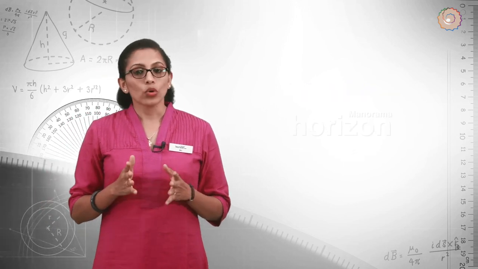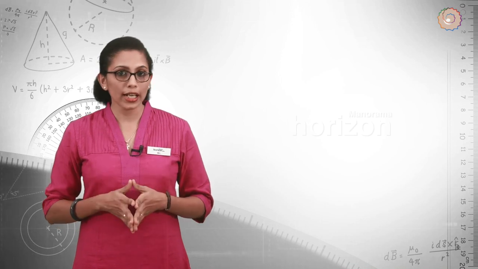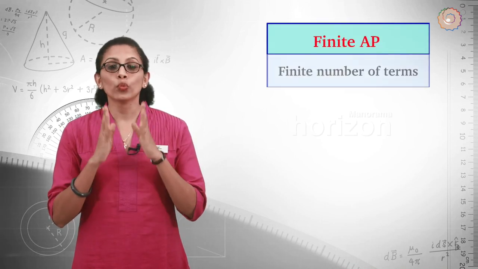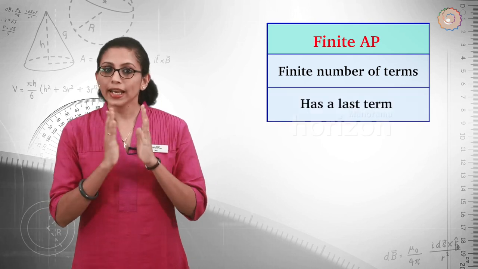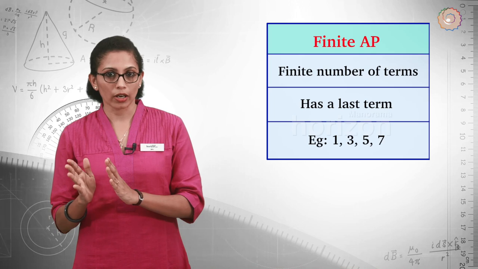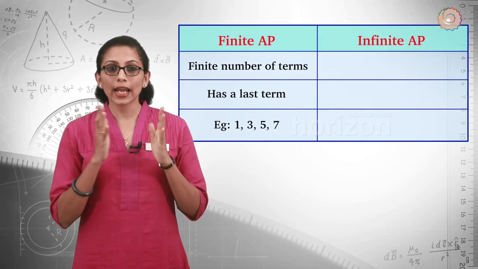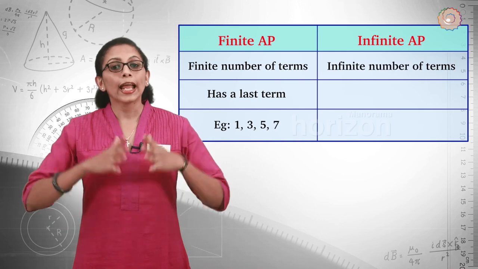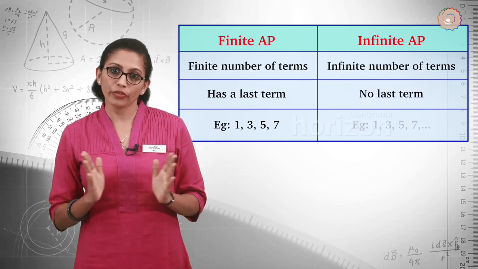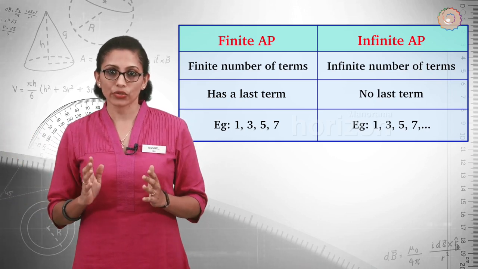Right? Now, next we will discuss finite AP and infinite AP. What is finite AP? It is an arithmetic progression with a finite number of terms. It has a last term, right? For example, 1, 3, 5, 7. Now, what is an infinite AP? Just the opposite. It is an arithmetic progression with an infinite number of terms. It does not have a last term. For example, 1, 3, 5, 7, 9, and so on.